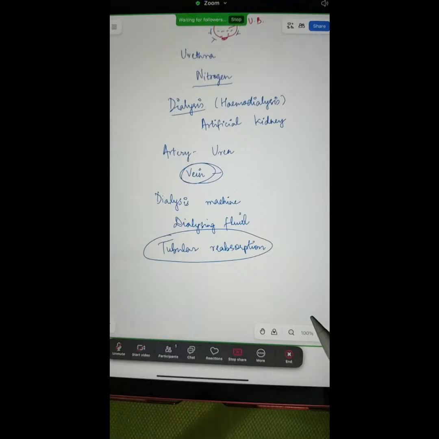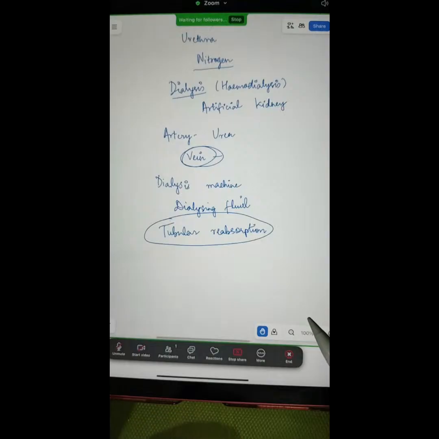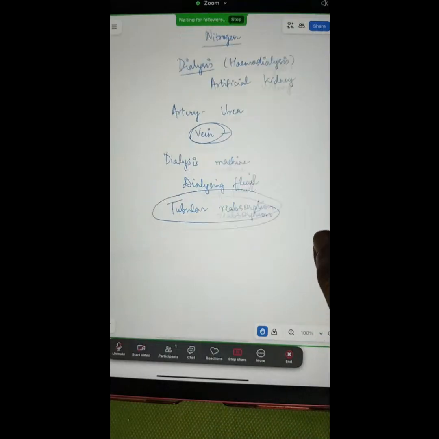The dialyzing fluid has the same osmotic pressure as that of the blood, but the nitrogenous waste will not be there, but it will be richer in the human blood that is coming into this machine. So this dialysis is also being done. So an MCQ question can come on this.